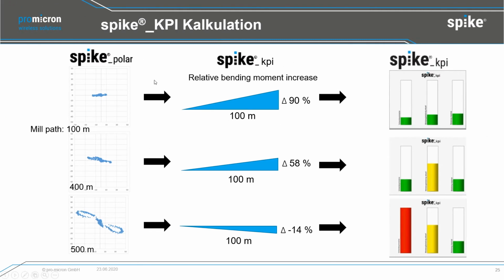And this is where I want to remind you of the spike KPIs which you have heard before. We have spike polar and we have the spike KPIs which can be process specific. And here we are using the bending moment, for example. It doesn't matter which scale we have here. It's getting red because of a negative trend, and this is the signal to change the tool or to have a look now at the surface quality.